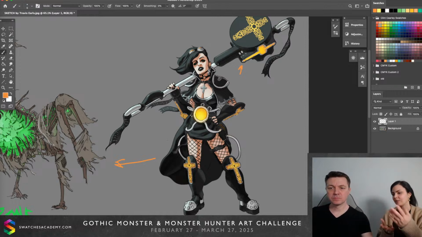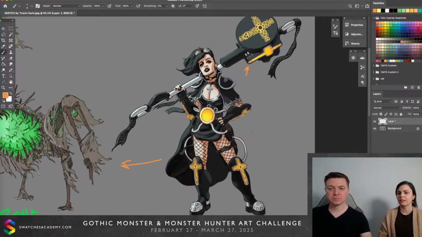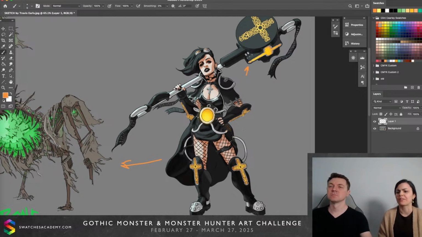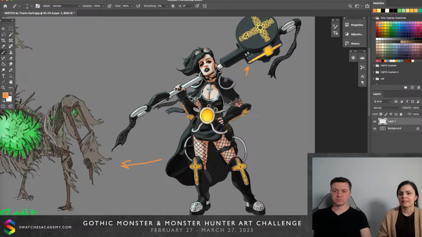I think the color palette on her goes well together. Black and yellow and gray looks nice. I think the brief said that she's reinforced with iron crosses. I would consider bringing it back to iron. I think that would, again, bring it into a more grounded place than that bright yellow color. But that's just our opinion.